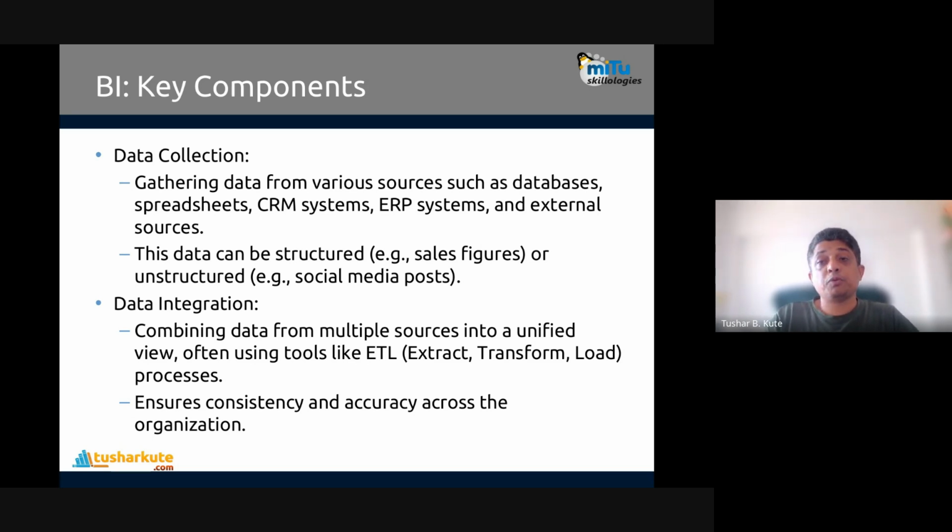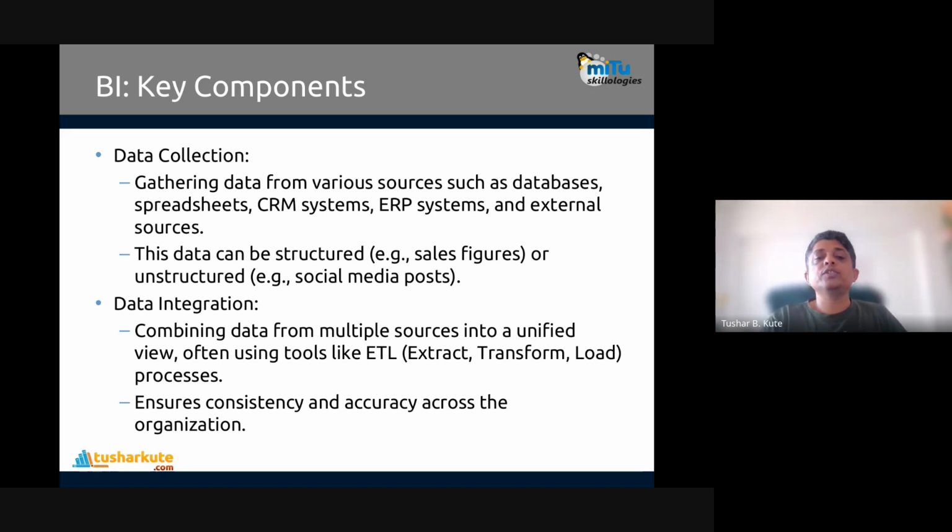Then data integration, which is a process we shortly term the ETL process: extract, transform, and load. BI engineers build this particular process, which acts as the backbone for building the BI processes. So combining data from multiple sources into a unified view, we use tools for ETL. Extract means extract the data, transform it, convert it into the respective format, manage it well, curate it well, and then load it, that is, store it or use that data inside the program or the tools. That's called an ETL process.